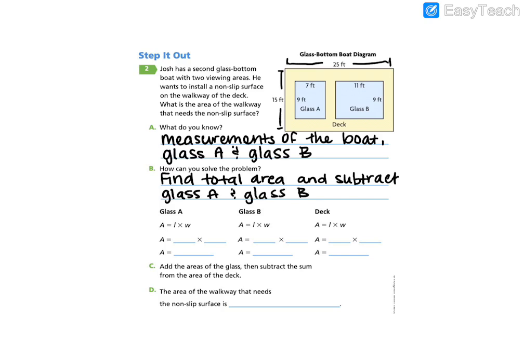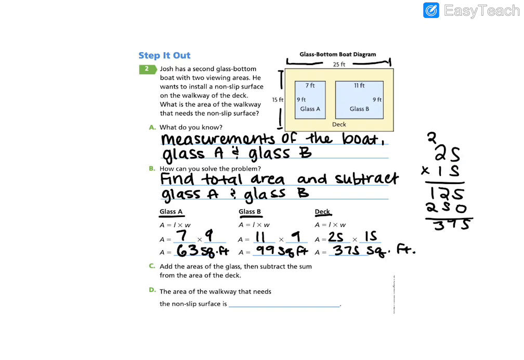Go ahead and take a second to pause the video if you need to finish writing all of that. All right, let's go ahead and fill in your formulas for glass A, glass B, and the deck, and go ahead and solve. Pause the video and press play when you're ready to check your answer. All right, so you should have found that glass A was 63 square feet, glass B was 99 square feet, and the deck was 375 square feet.